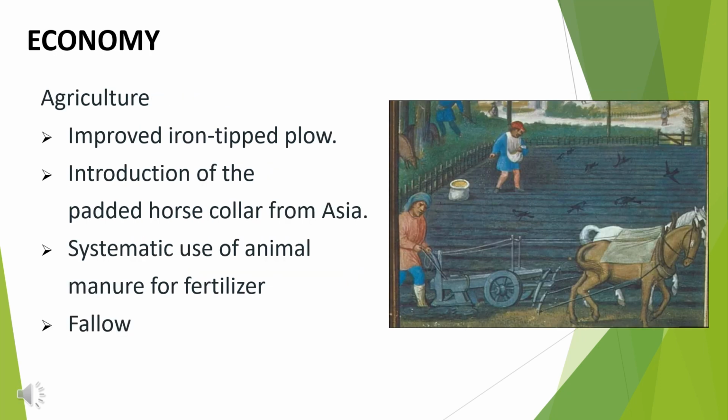As stated in my previous slide, there was a higher production of agriculture, thanks in part to the improved iron-tip plow, the introduction of the padded horse collar from Asia, which distributed a load to allow a horse to pull a much heavier burden, and the systematic use of animal manure for fertilizer. And then in the event they did not have animal manure for fertilizer, they used a system called a fallow, which was when the certain piece of land was left unsown so that it could rejuvenate itself and be ready to harvest by the next season.